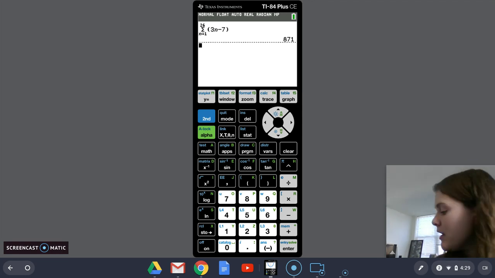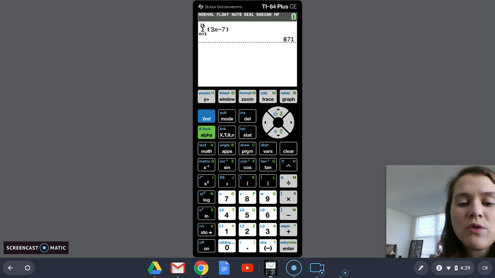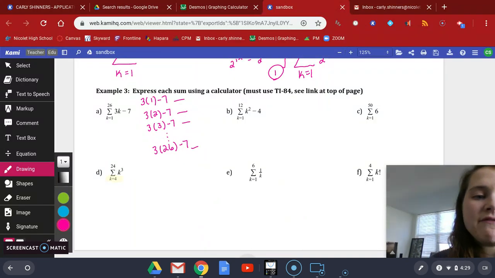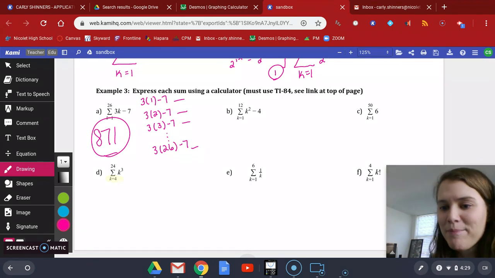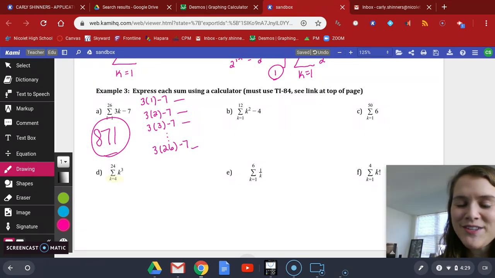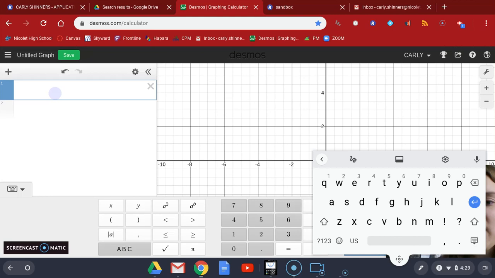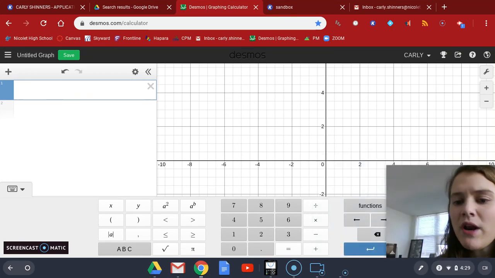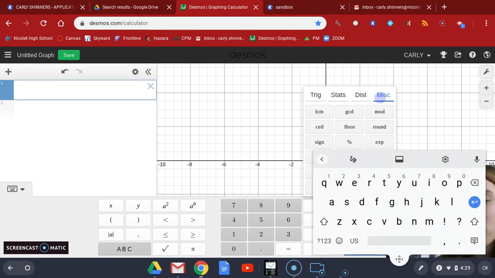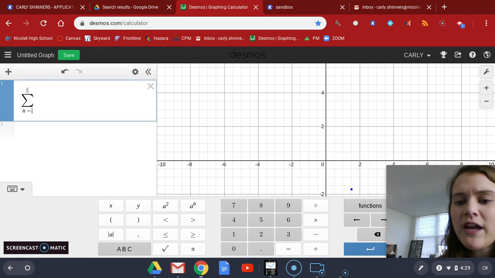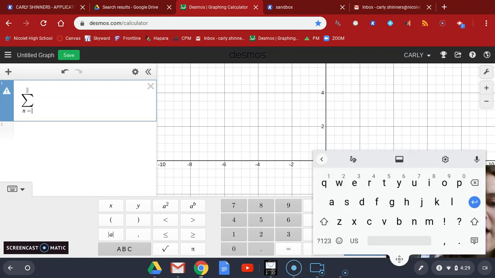So I plugged that in, and I get a grand total of 871. And it took me way less time than had I plugged it in all by hand. So that's kind of cool here. Alrighty, let's try this next one. I'll use Desmos for this just to show you what that looks like. You're going to want to click on functions and then go to miscellaneous. You're going to click on the summation, the sigma there.